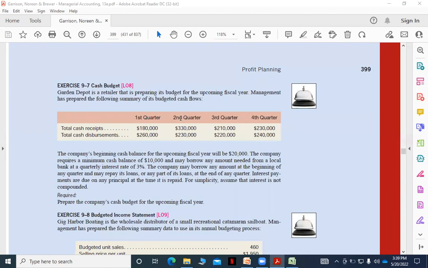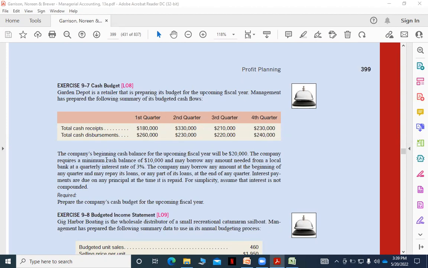And the second quarter beginning cash balance will be the closing balance of the first quarter. And second quarter closing balance will be third quarter beginning balance. Third quarter closing balance will be the fourth quarter beginning balance. So the first quarter beginning balance is given in your question, and all other beginning balances you will take from your question. Question থেকে automatically বের হয়ে যাবে.